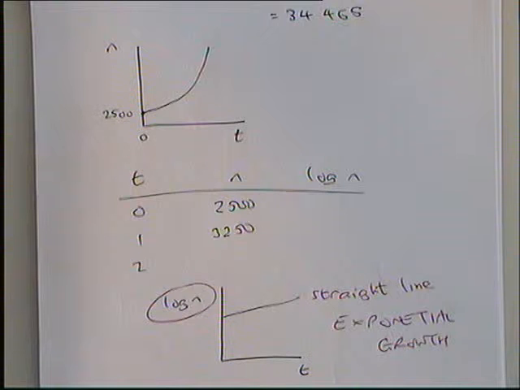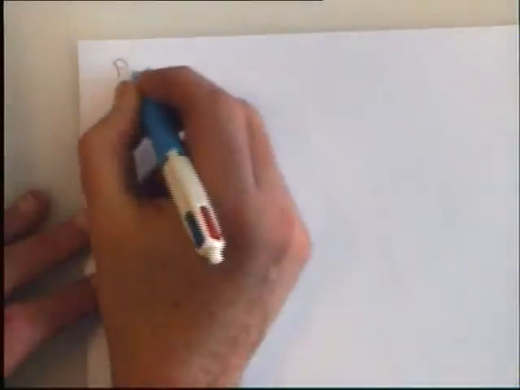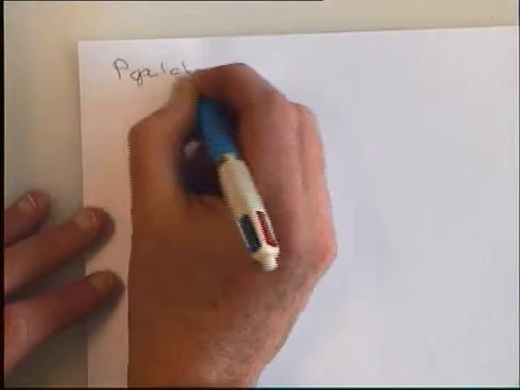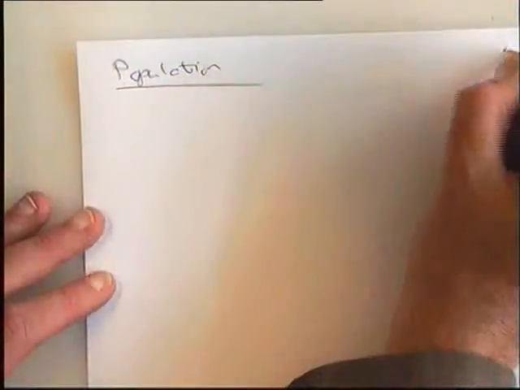So what I want to do now is just another example, this time on population growth. So the next example we're going to look at is on population growth or population decay. Can we move on? What's on the board? Okay, so the next example, population.